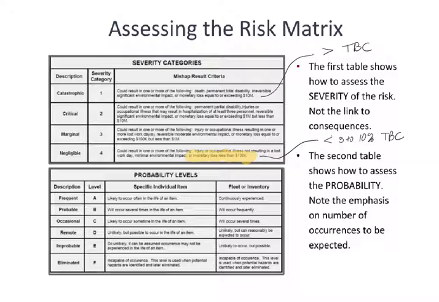Critical now is a more significant injury. Permanent partial disability, injury, or occupational illness that would result in hospitalization of at least 3 personnel injuries, okay? So more than one person is involved here. I misspoke there a little bit. So more than one person involved.